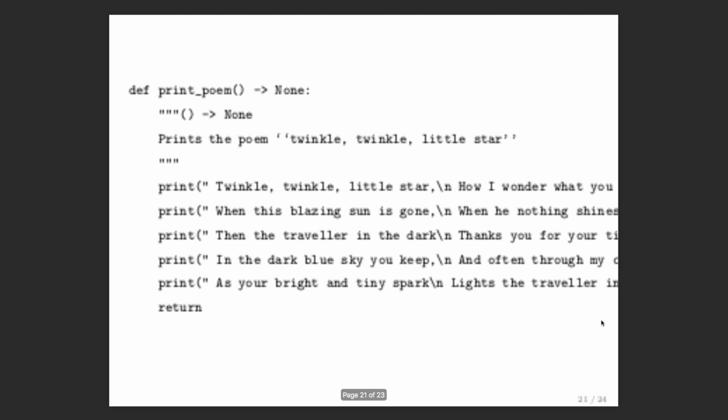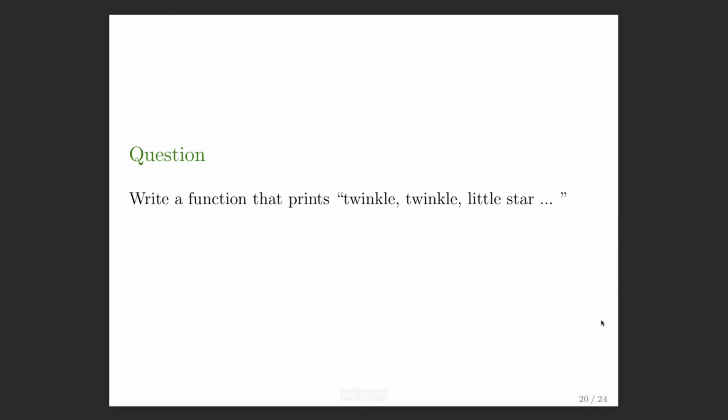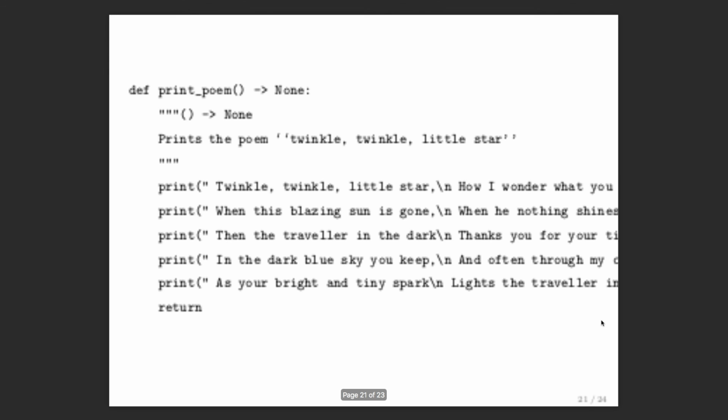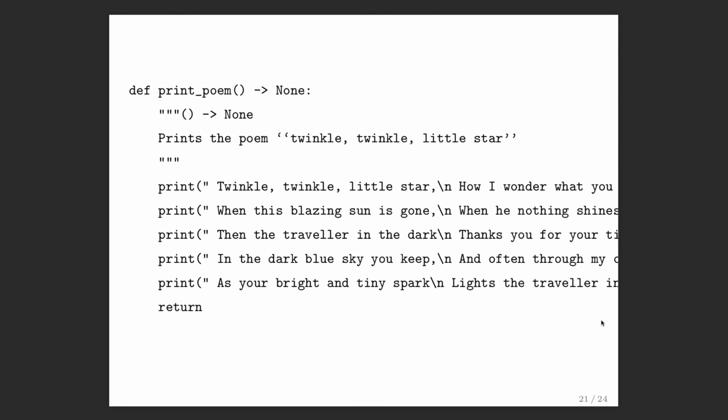The next one, write a function that prints twinkle twinkle little star. There you go. You can print twinkle twinkle little star. And the point I was going to make here was that you can use \n for a new line, and this should still return nothing. We may ask you to write a function that prints something, but explicitly we'll tell you to print it.